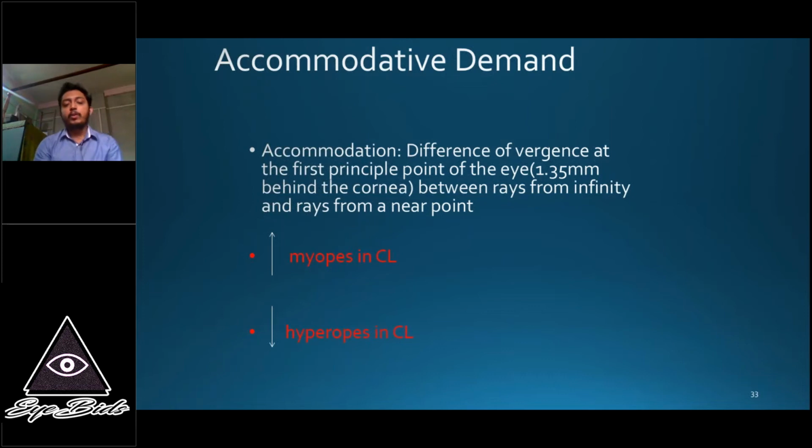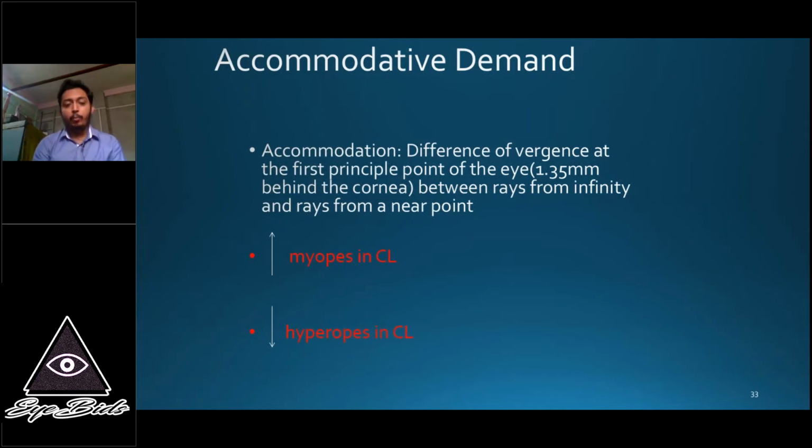Whereas in hyperope, what happens? Again, the same example: if you want to make anybody plus 5 diopter hyperope, you will put minus 5 diopter in front of the eye. So what are you doing exactly? You are decreasing the power.